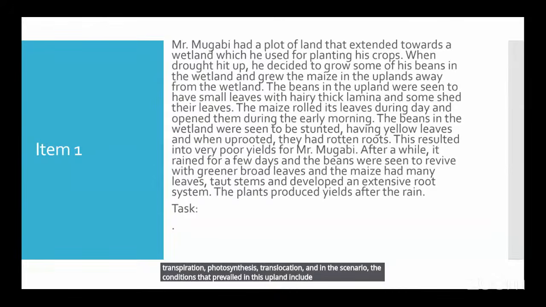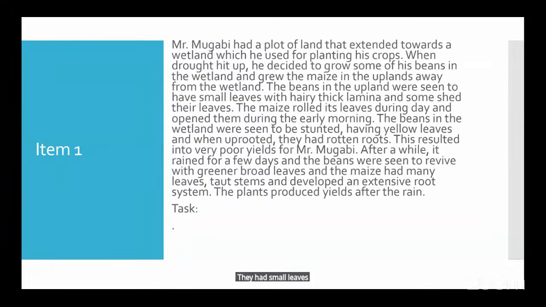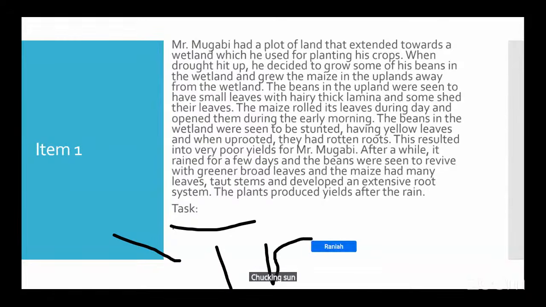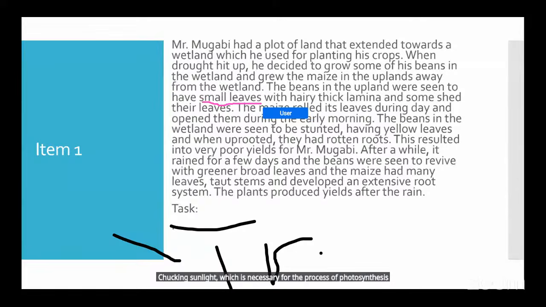they had small leaves. For the answer of small leaves, you can say the plants produce small leaves which had less chlorophyll, thus reducing the surface area for trapping sunlight, which is necessary for the process of photosynthesis. Yeah, that's my answer.